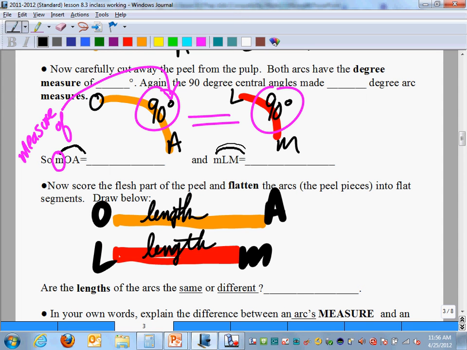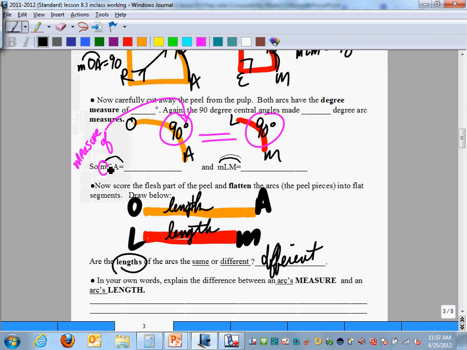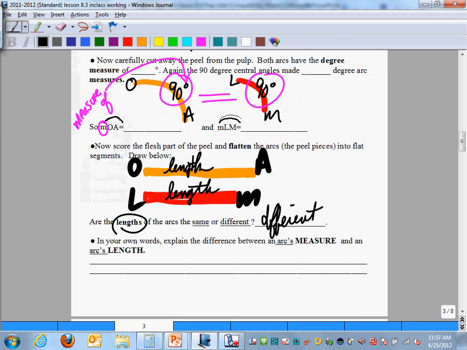Okay, you guys just said the lengths are different. Here's your summary, guys. As a team, I'd like you to summarize this, and this is part of your sign-off today. So as a team, discuss this until you can write something down. Look up here. Here, the measures are the same. Here, the lengths are different.